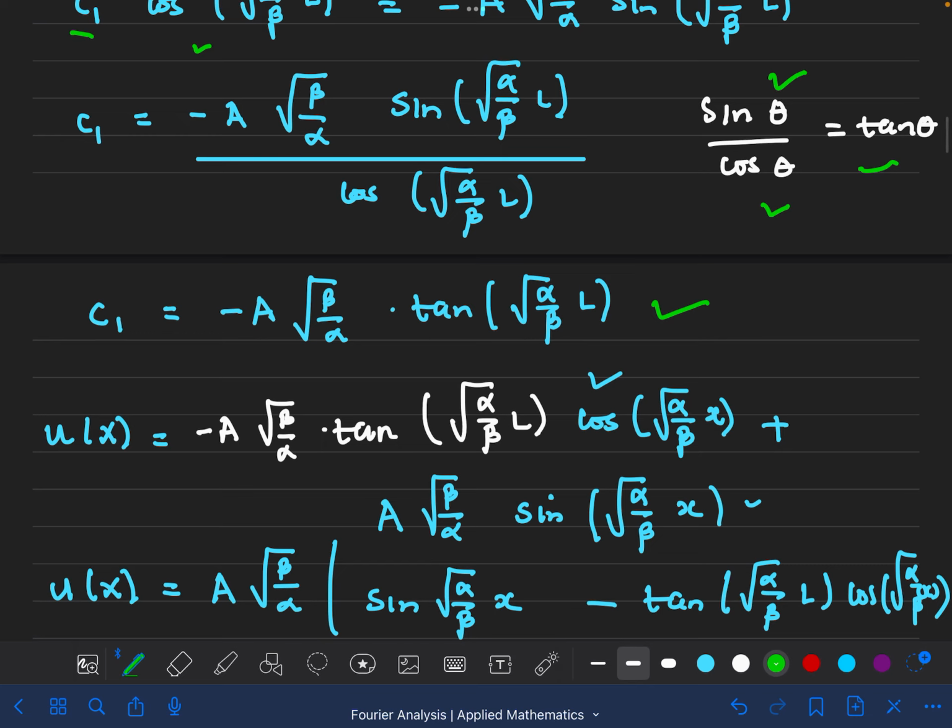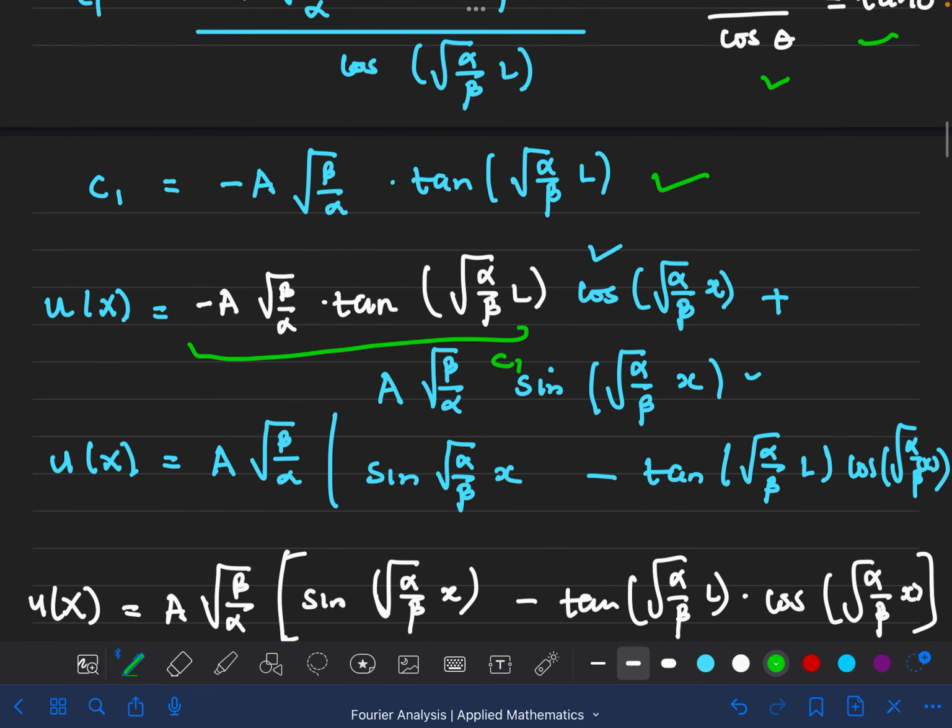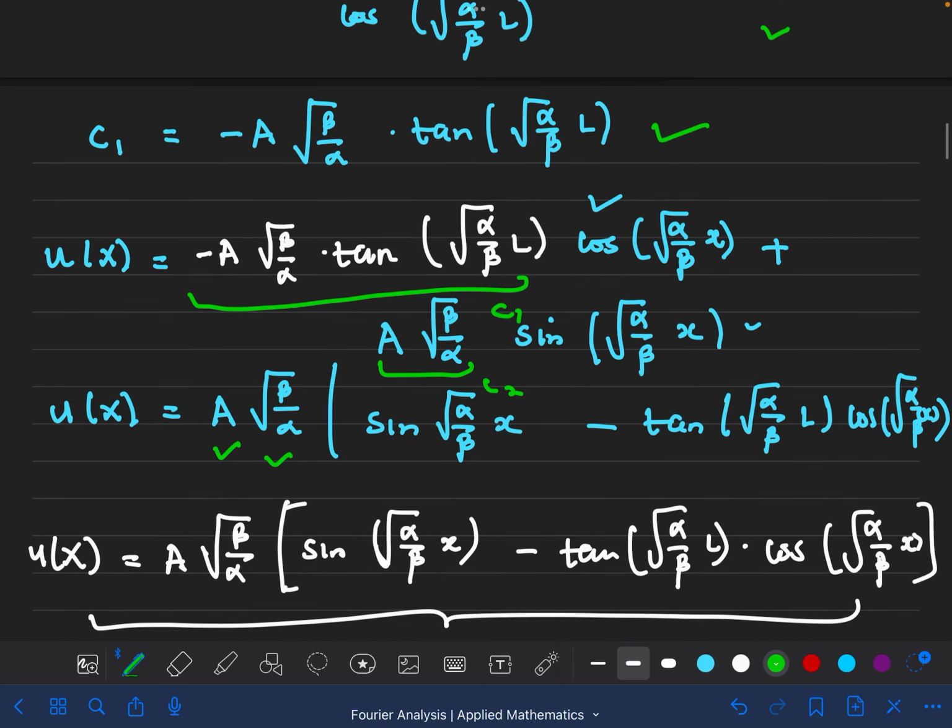And then our C1 was simplified to minus a multiplied by the square root of beta over alpha times the tangent of the square root of alpha over beta times L. And then this whole white portion is our C1, right? And then this here is our C2. You know what I'm saying? And then what we did now, we just factored out a and the square root of beta over alpha in this whole expression. And after we did that, we landed on the white portion over there. And this is the expression, right, of the steady state solution of u.